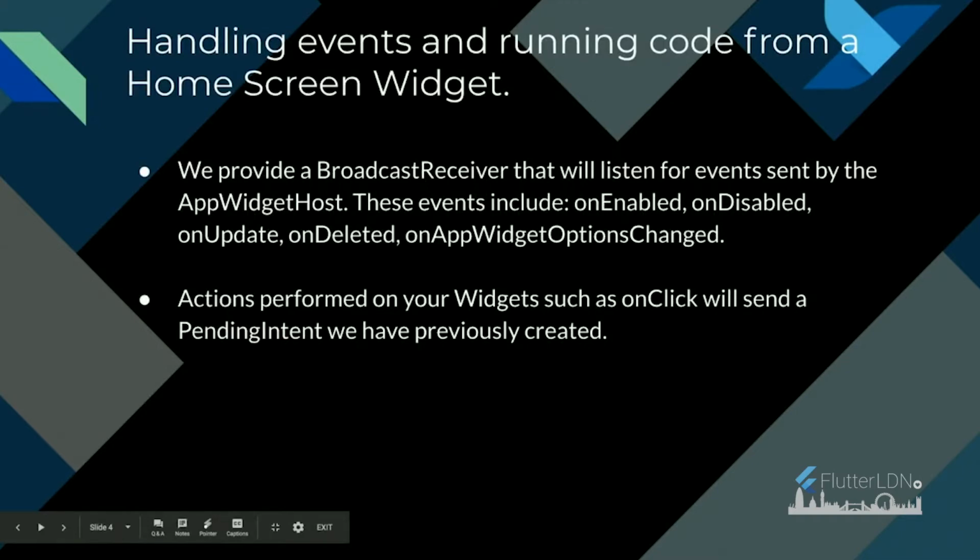We receive the intents coming from the platform, from the home screen, via a broadcast receiver. There's magic in the way you set this up. This is all very Android specific, and it's been talked about a lot, so I'm not going to go into detail. However, we do get these events that come back: on enabled, on disabled, on update, on deleted, and what I'm calling here on app widget options changed, essentially when extra settings change.